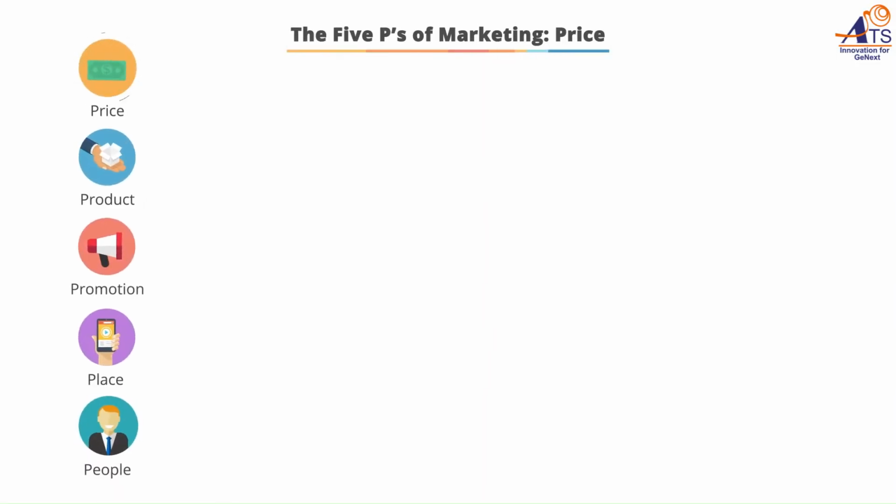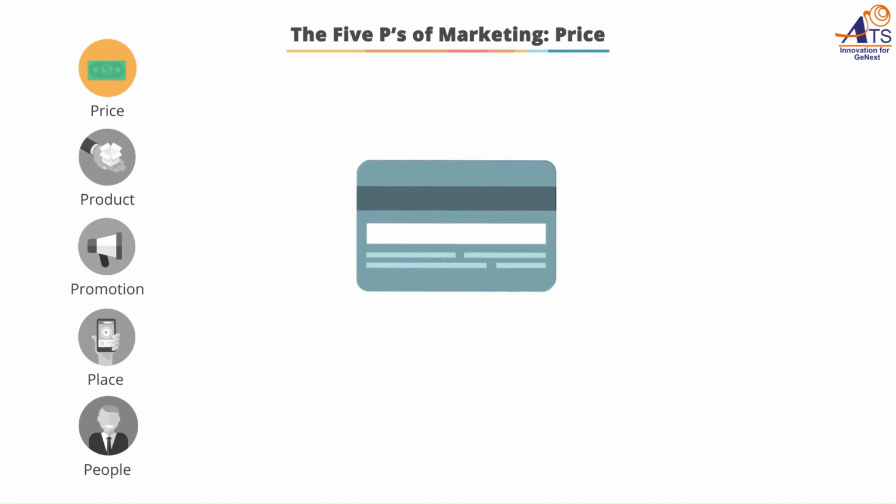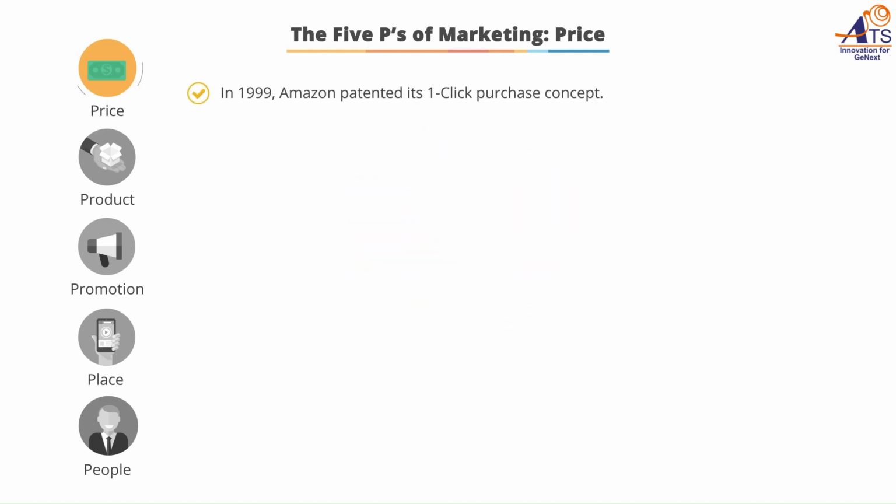The first P that we look at is price. We can think of an e-commerce website where you can purchase online using your credit card. In fact, it was so important that in 1999, Amazon put a patent on the one-click concept. This patent just recently became available to all, so anyone can now put a one-click purchase button on their website.